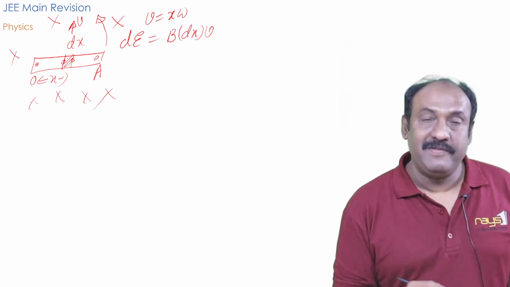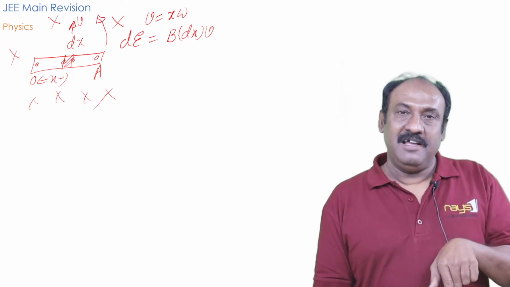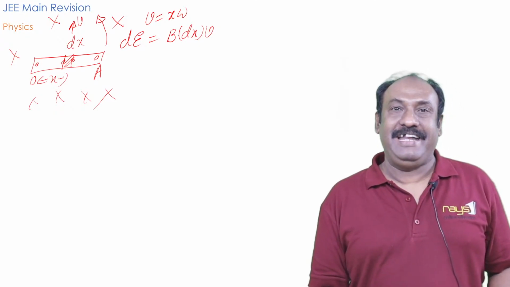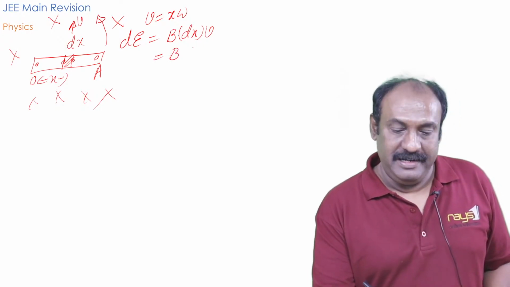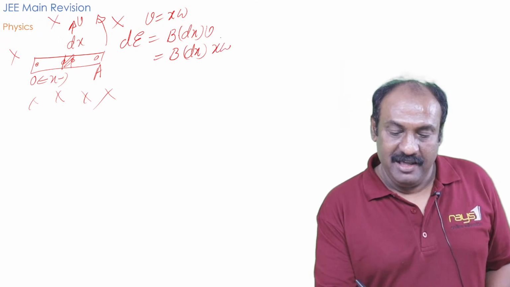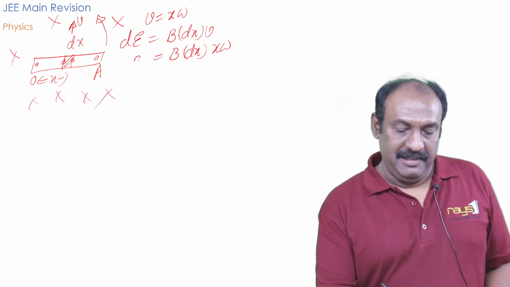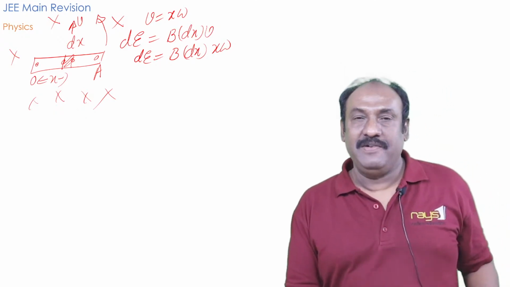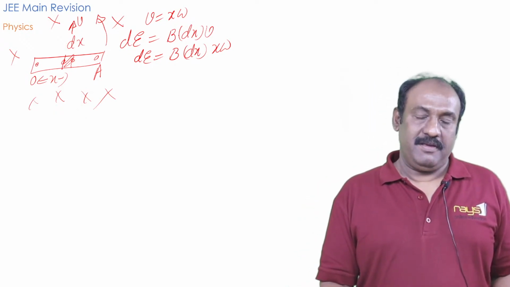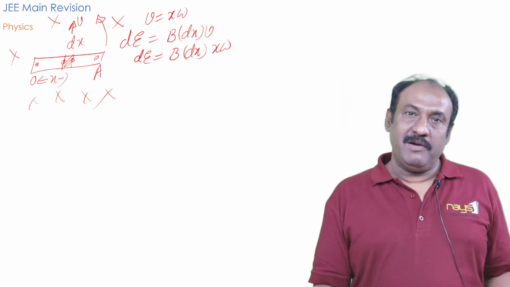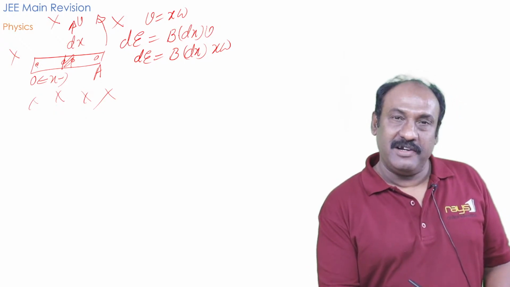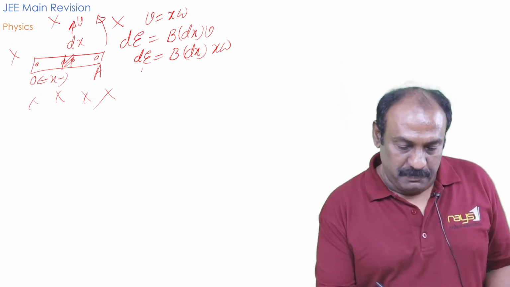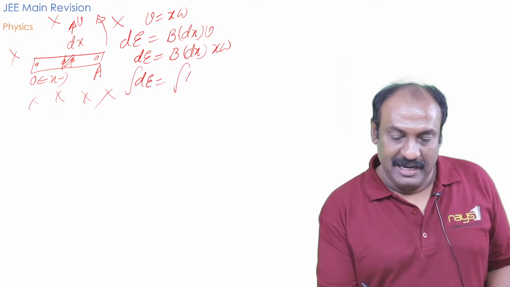The induced EMF developed between the ends of this elemental strip under rotation in the magnetic field directed into the plane of the paper is BLV. In place of L I have written dx, into V. Therefore B into dx into, in place of V I have written x omega. That is the induced EMF developed between the ends of the elemental strip under rotation with angular velocity omega. Now, what is the induced EMF developed between the center of rotation of this rotating rod to the edge of the rotating rod in a magnetic field directed into the plane? That can be obtained by integrating this equation within the limits 0 to L.